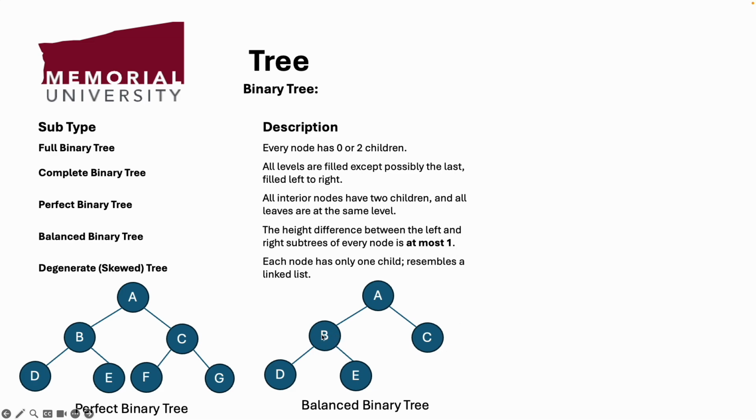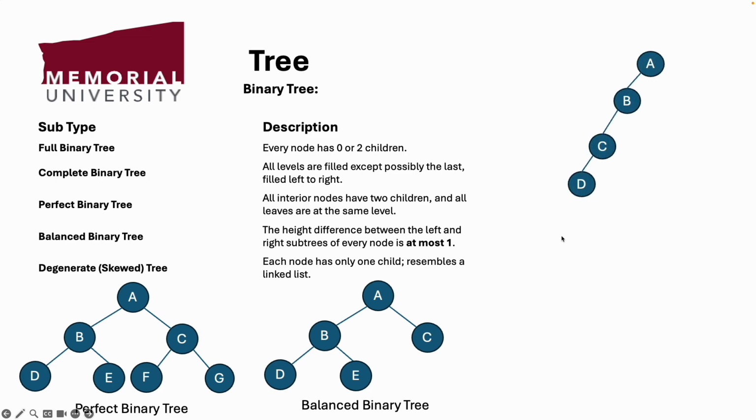For B, the subtrees from left to right are the same, right? D and E are at the same level, so their heights are the same. For C, it doesn't have children, so it doesn't have a subtree. So that's it. This tree is a balanced binary tree.